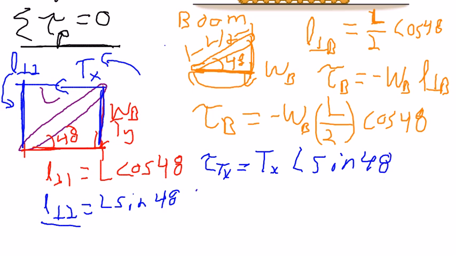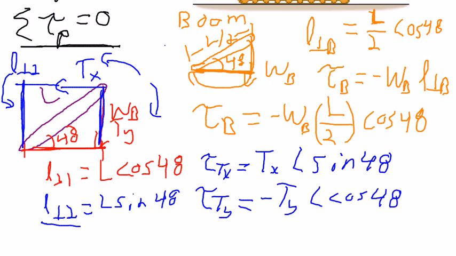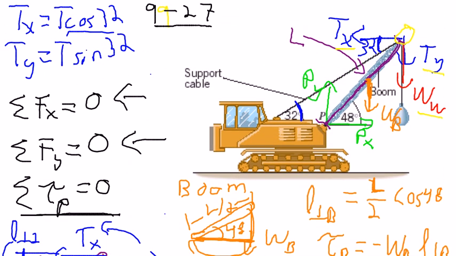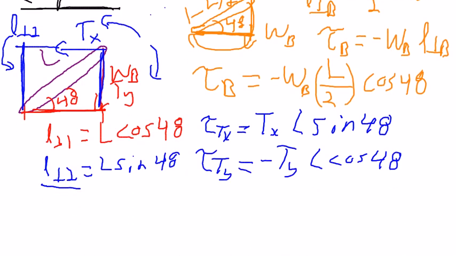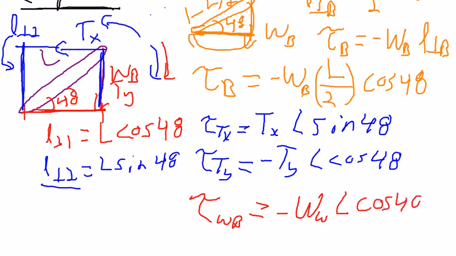Then you have the torque due to Ty, which is going to be causing clockwise rotation, so it's negative Ty times L cosine 48. Again, Ty is listed up here. And then lastly, you have the torque due to the wrecking ball, which again is going to cause clockwise rotation, so that's going to be negative weight of the wrecking ball multiplied by L cosine 48.